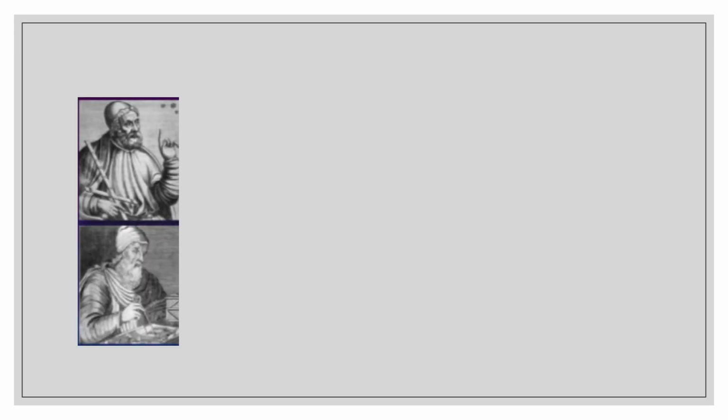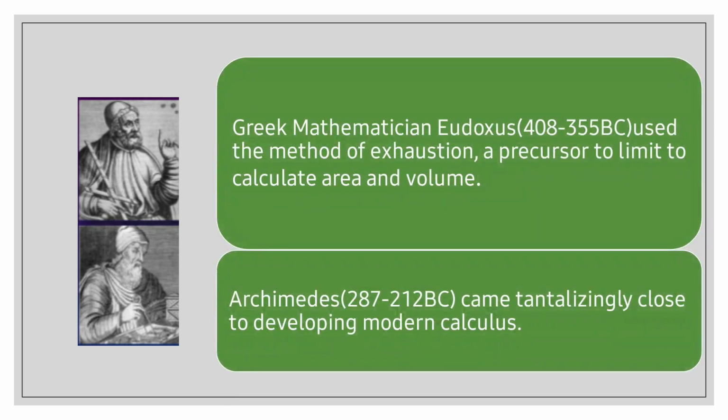Can you identify these mathematicians? Yes, the first one is the Greek mathematician Euclid, who used the method of exhaustion, a precursor to the limit procedure which we are using now to calculate area and volume. And the second one, of course, is the mathematician Archimedes, who came very close to the modern day calculus. So what is this method of exhaustion? Let us have a look at that method.